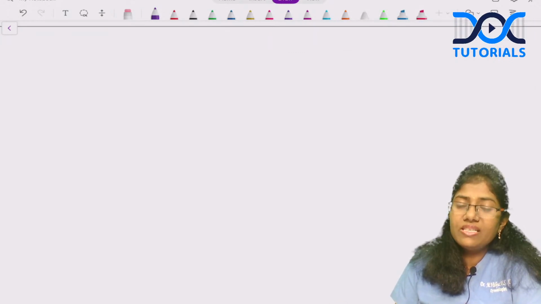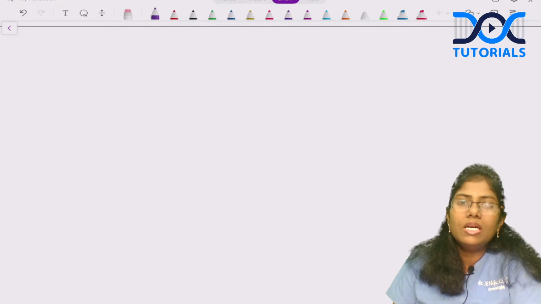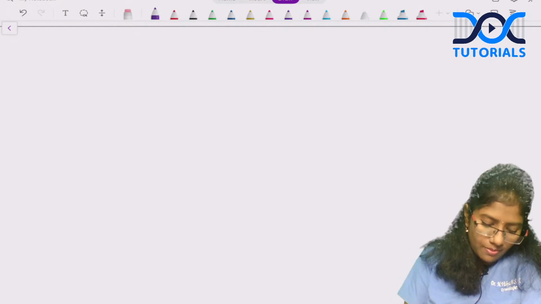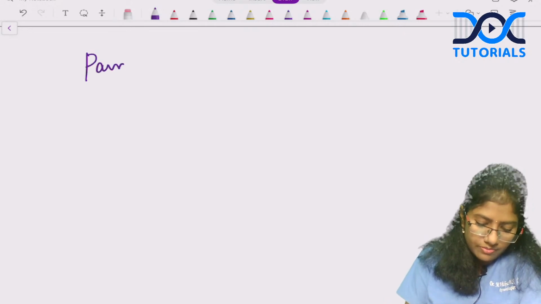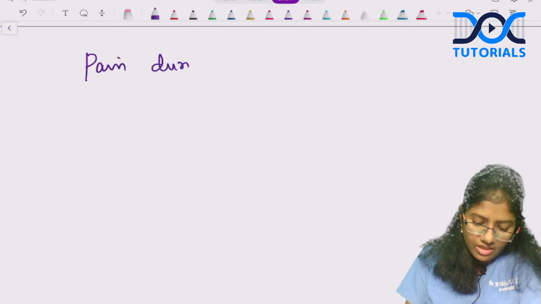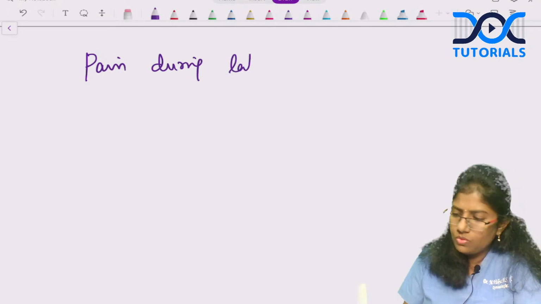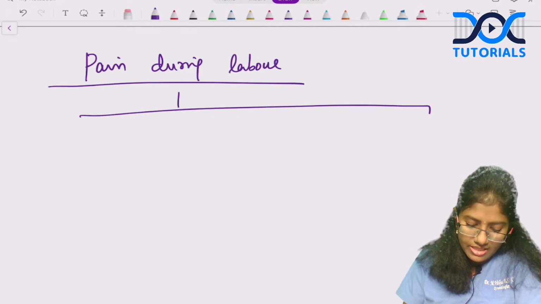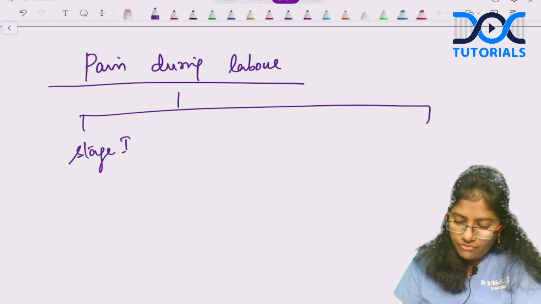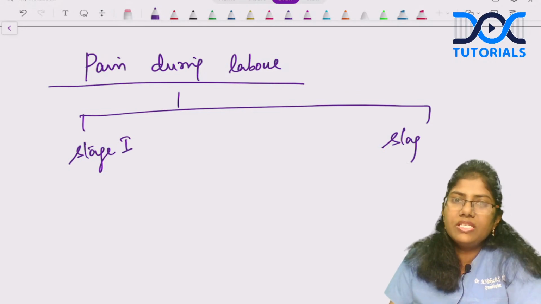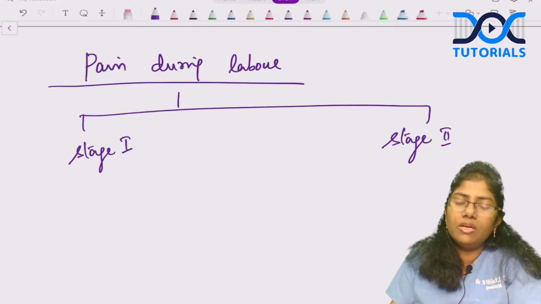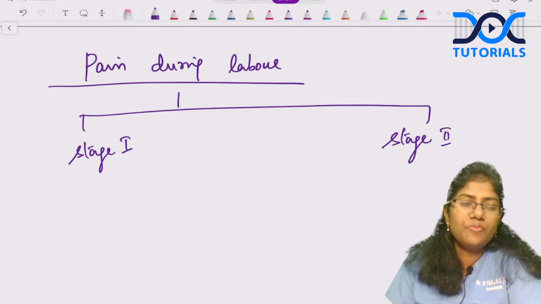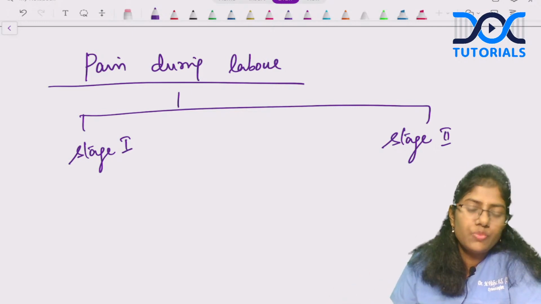In the recent INI-CET exam, we had one MCQ from pain during labor. Now, you all know we have two important stages in labor, right? Totally, there are 4 stages. Stage 3 and stage 4 of labor are usually not associated with much pain. You have much pain only in stage 1 and 2, right?